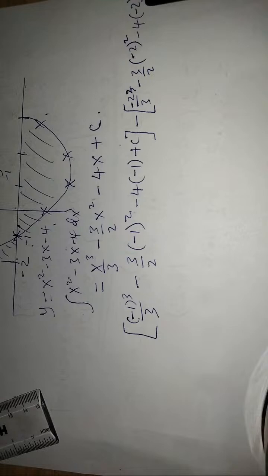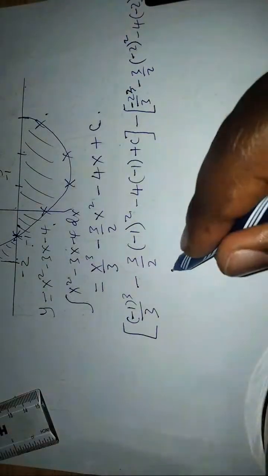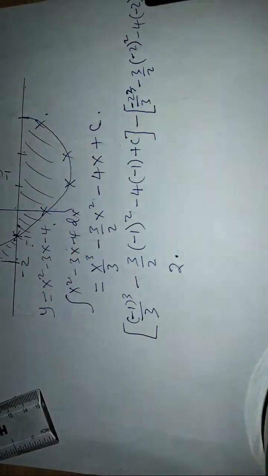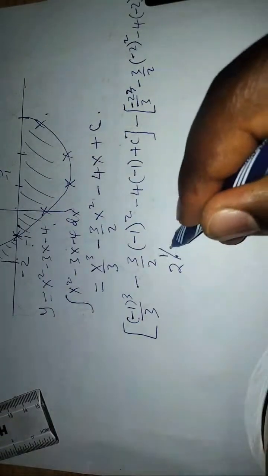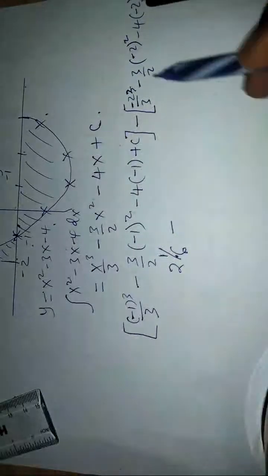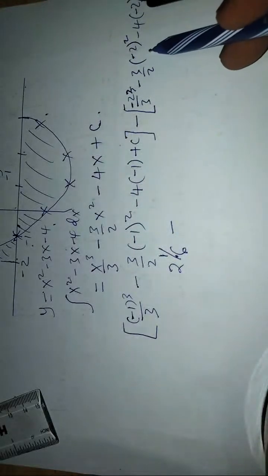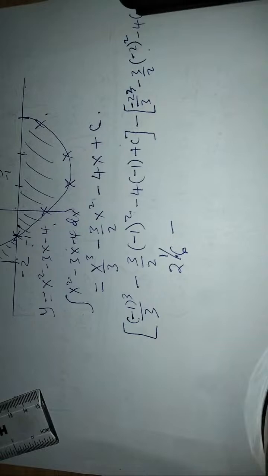Then I subtract 3 out of 2 into -1 squared. Then I subtract 4 into -1. Yes, this gives me 2 and 1 out of 6. On this side, I'm going to have -2 cubed, then divide by 3.